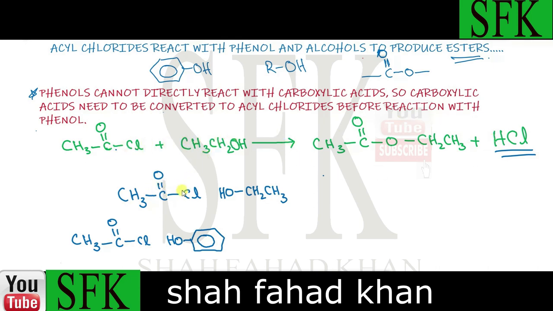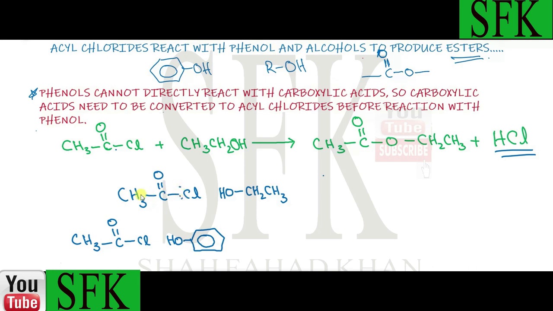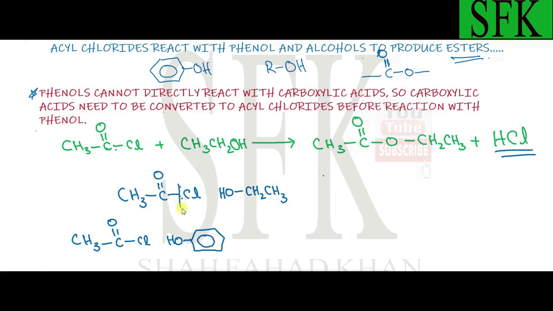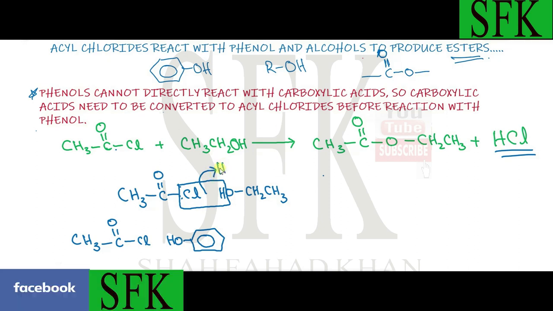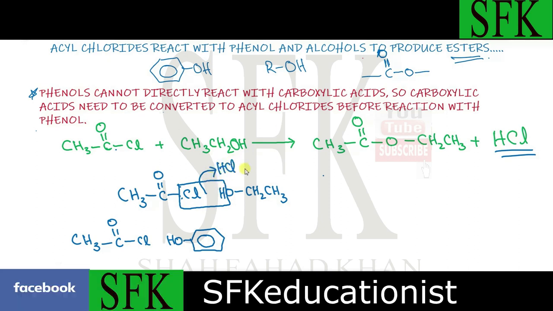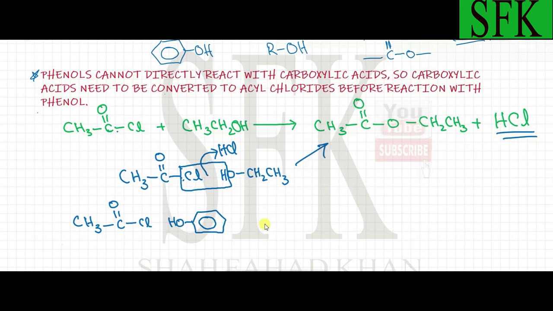The chlorine atom of the acyl chloride and the hydrogen atom of the alcohol both combine and form hydrogen chloride, HCl. Since the hydrogen and chlorine atoms are removed, a bond forms between this carbon double bonded oxygen and the oxygen atom of the ethanol. As a result, a product is formed. So this was basically quite simple. Now let's look at another example.